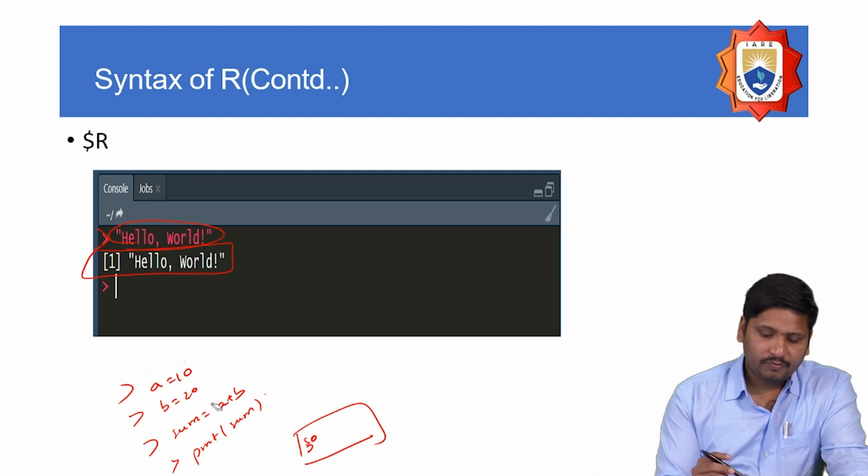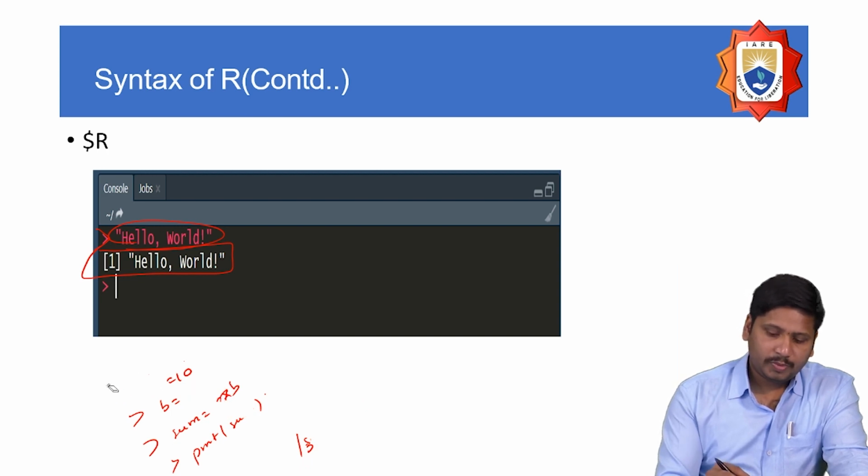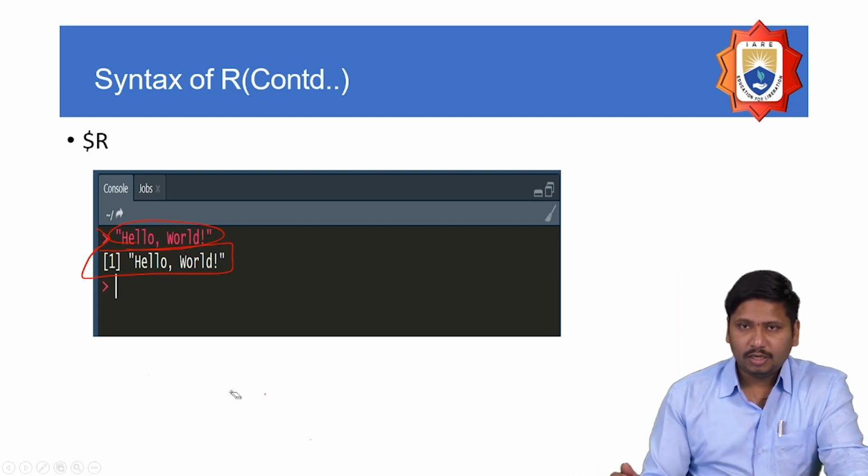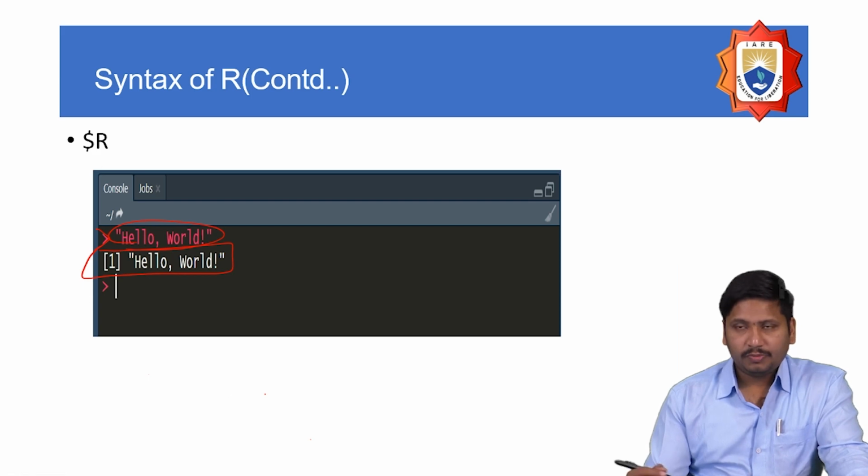Similarly, if I'm going to perform minus here, I can simply write a minus b. Similarly, for multiplication I place a star, and then division. Like normal Python programming, in a similar fashion you can also write it in an R program. R is that simple.